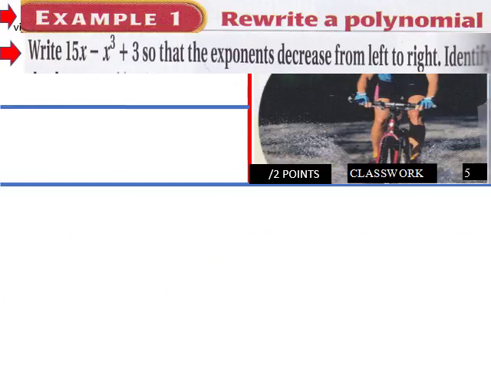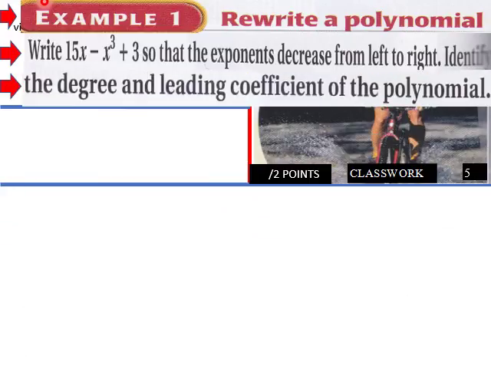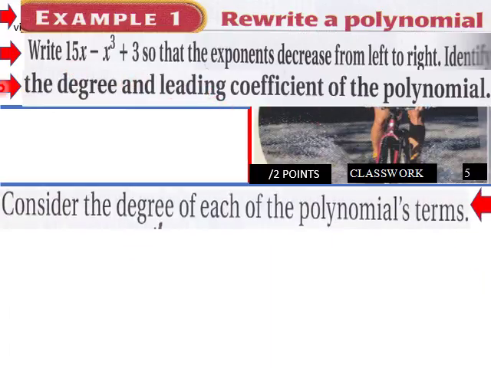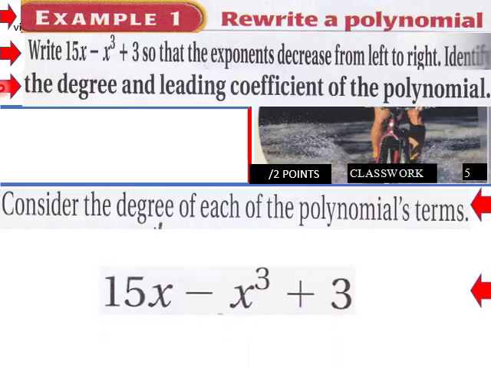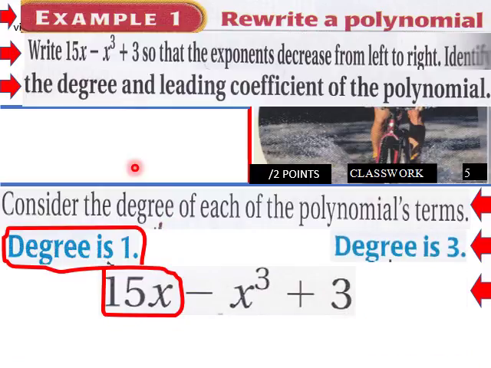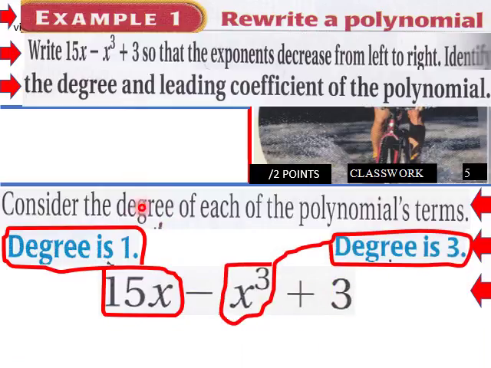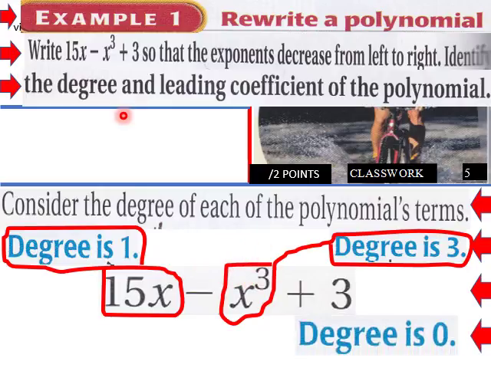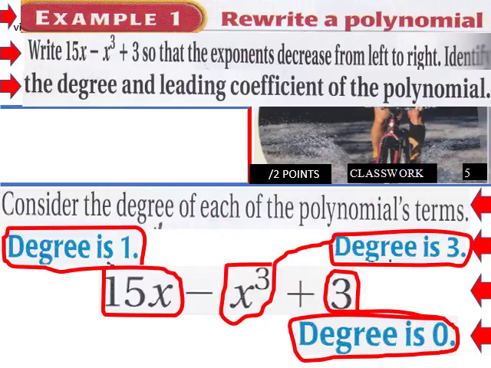Rewrite a polynomial. Write 15x minus x cubed plus 3 so that the exponents decrease from left to right. Identify the degree and leading coefficient of the polynomial. Consider the degree of each of the polynomial's terms. The degree here is 1. Degree is 3 for negative x cubed. And the degree is 0 here for the constant.